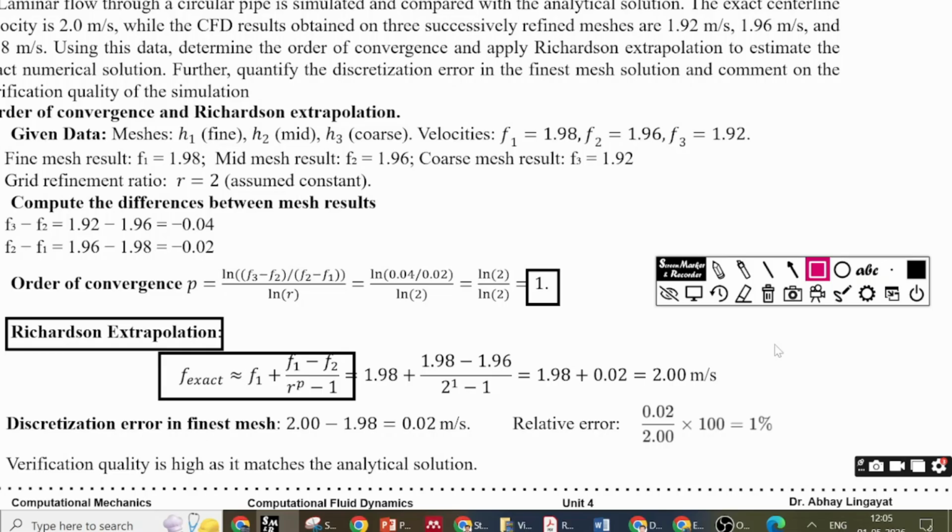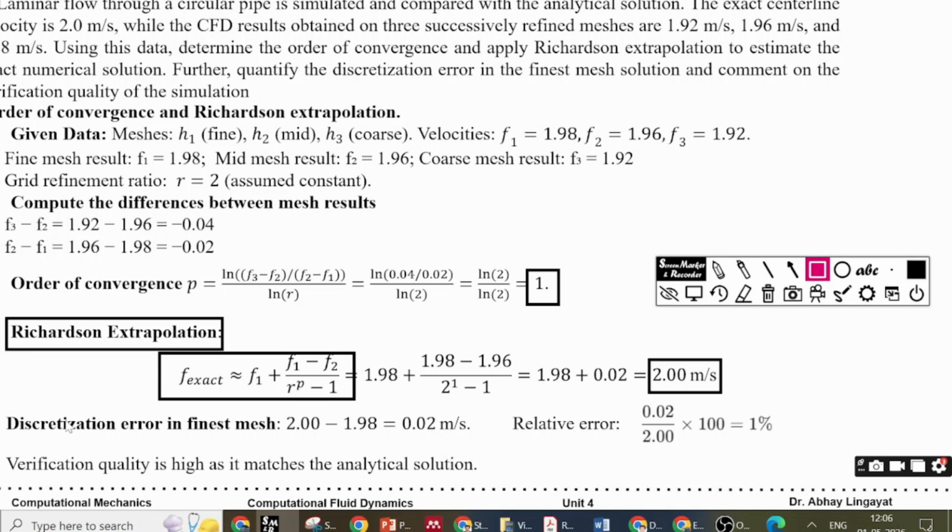So as per the calculations, F exact, which we calculated with the help of the Richardson extrapolation method, I am getting the value 2 meters per second. So the extrapolated value gives the exact value of our velocity, which matches the analytical solution.